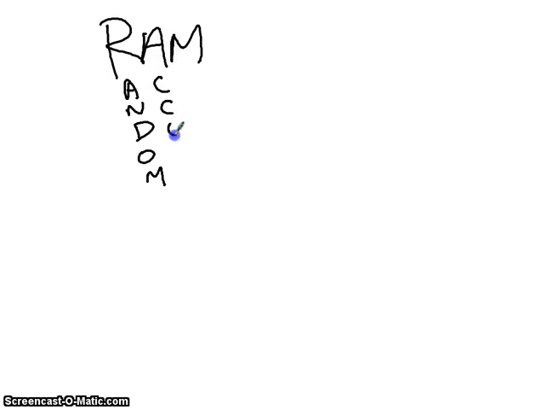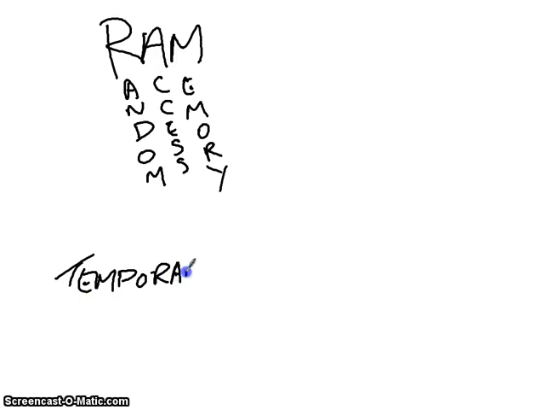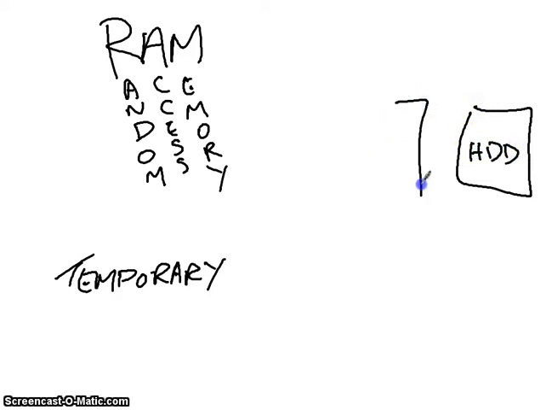We have RAM. Now, if we want to talk about RAM, RAM stands for random access memory. And what this means is that it's temporary storage, okay? And it's a quick way of getting information around the computer. When you've got a computer and when it starts up, all the stuff is transferred from the hard drive to RAM.